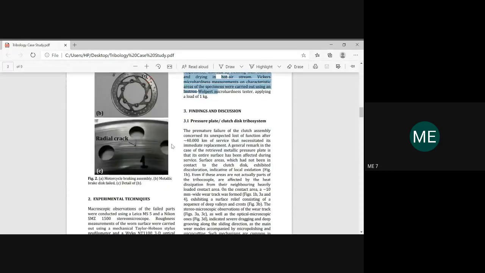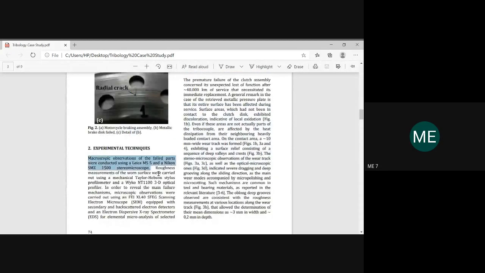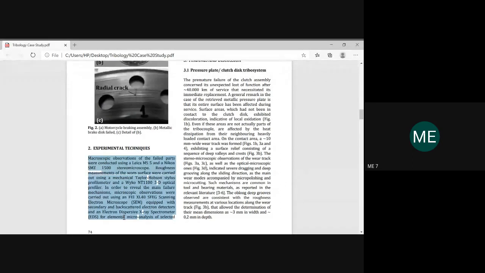And finally, based on the objective, they have formulated the experimental techniques: what they are using, which equipment they are using. All the equipment used to check the micro hardness and the micro characterization is mentioned over here. They are using SEM, and they are using an energy dispersive X-ray spectrometer, which is EDS. EDS is always associated with the SEM. SEM with EDS will provide you a beautiful microstructural analysis. That has been carried out, and they are also using a mechanical Taylor-Hobson stylus profilometer, which helps in yielding the surface roughness level.